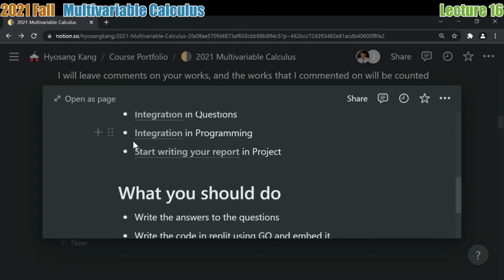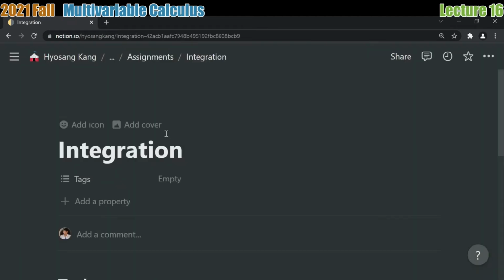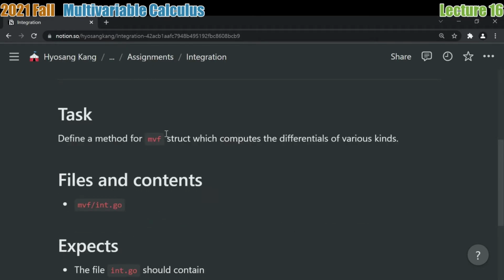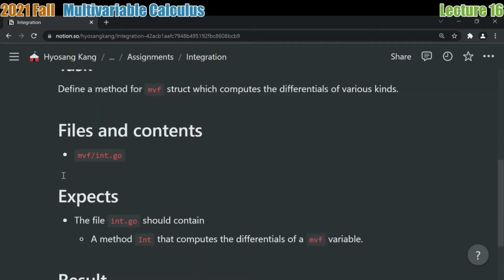And I added an integration page. The title is the same on the programming part. So far we constructed a struct type MVF, which represents the function, and the task is to implement an integration in this MVF as a method of this MVF struct.